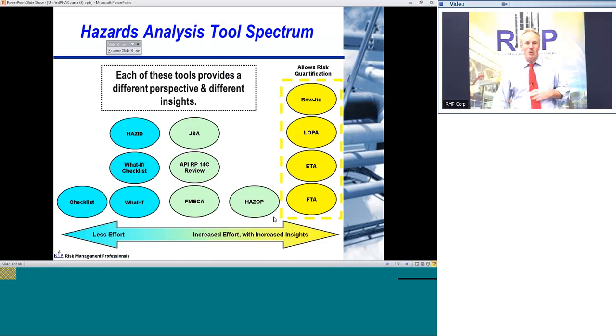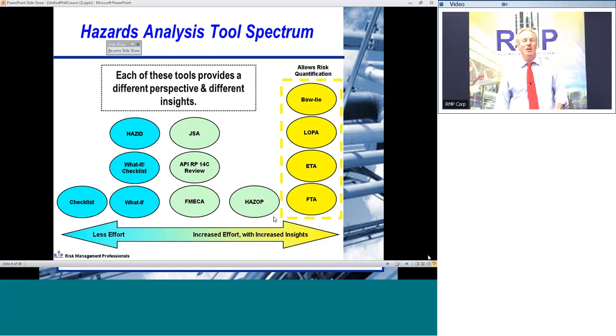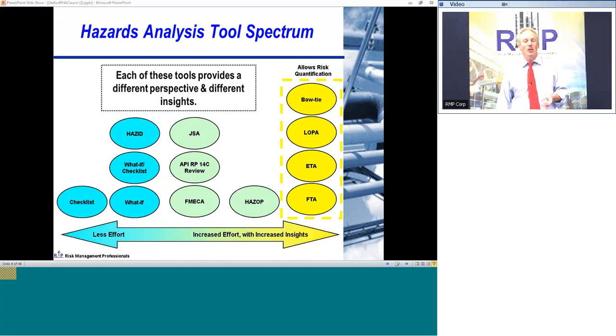Okay, first thing I'd like to do is just quickly recap a lot of the tools that are out there and when you use them. On the left-hand side of your screen, you'll see a lot of the simple tools that get applied a lot, such as What-if, checklist, those kinds of techniques, very qualitative, that ask basic questions. On the right-hand side of the spectrum, you'll see a lot of the more complex risk quantification techniques, such as fault tree analysis, event tree analysis, layer of protection analysis, and also bow tie techniques. I'll quickly show how all those fit together.